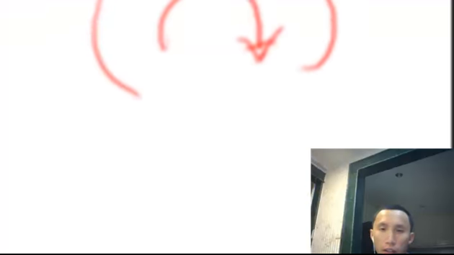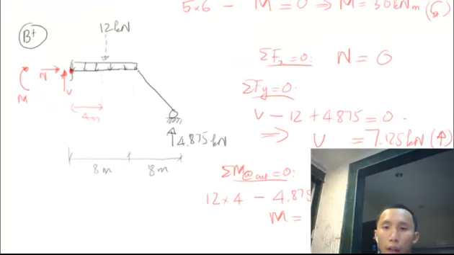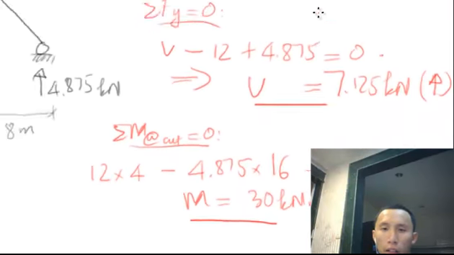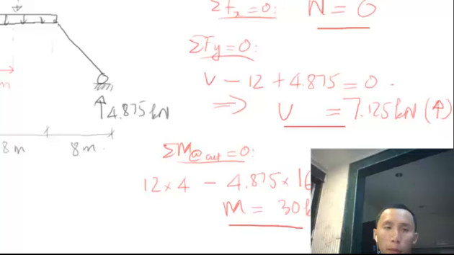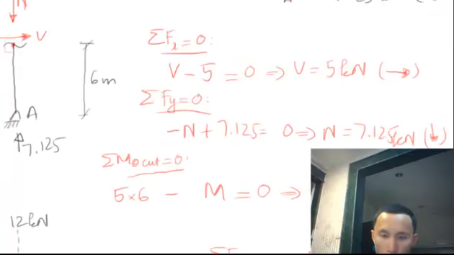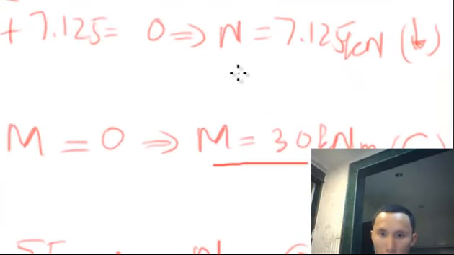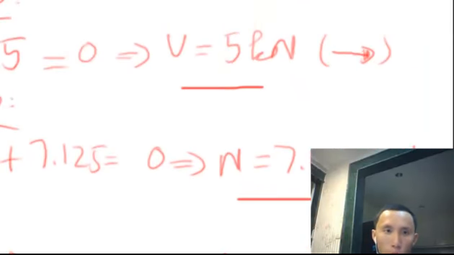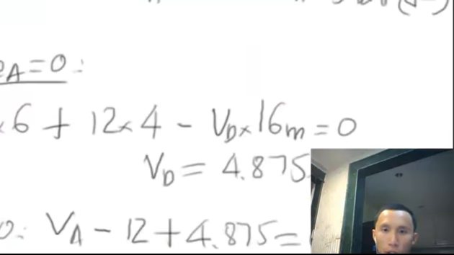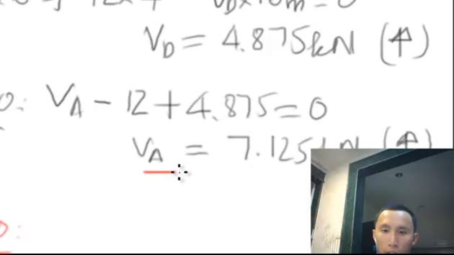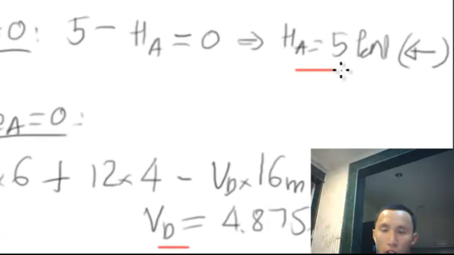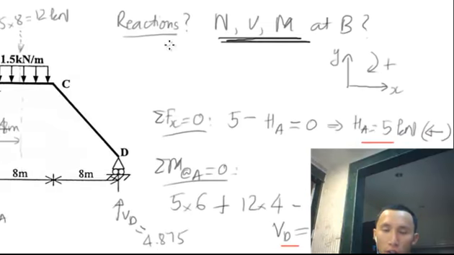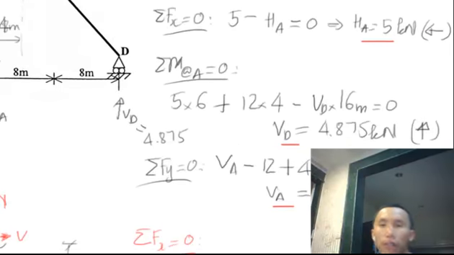Okay, now that's it. I have solved the N, V, M for B positive, and I already calculated M and V for B negative, and I also calculated VA, VD, and HA, the reactions. So everything is done.